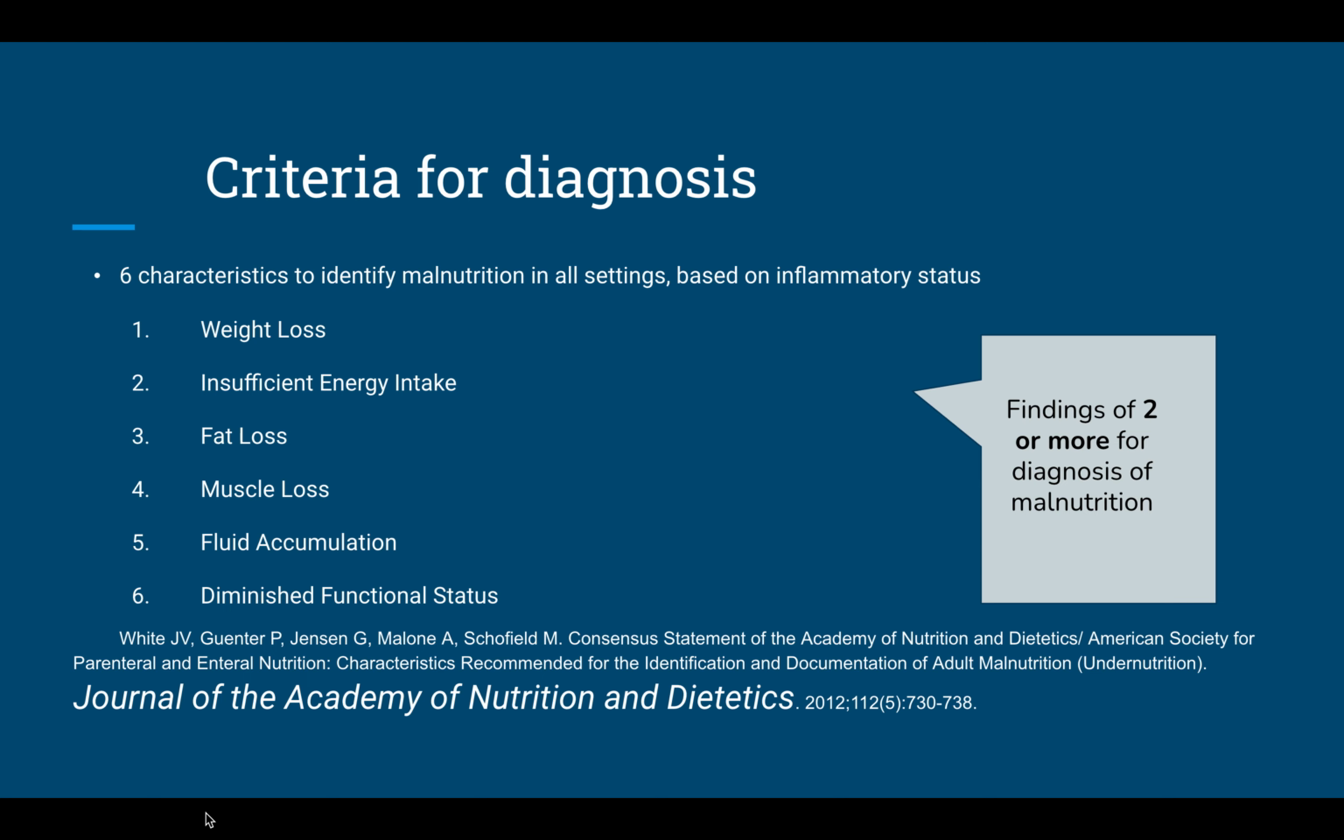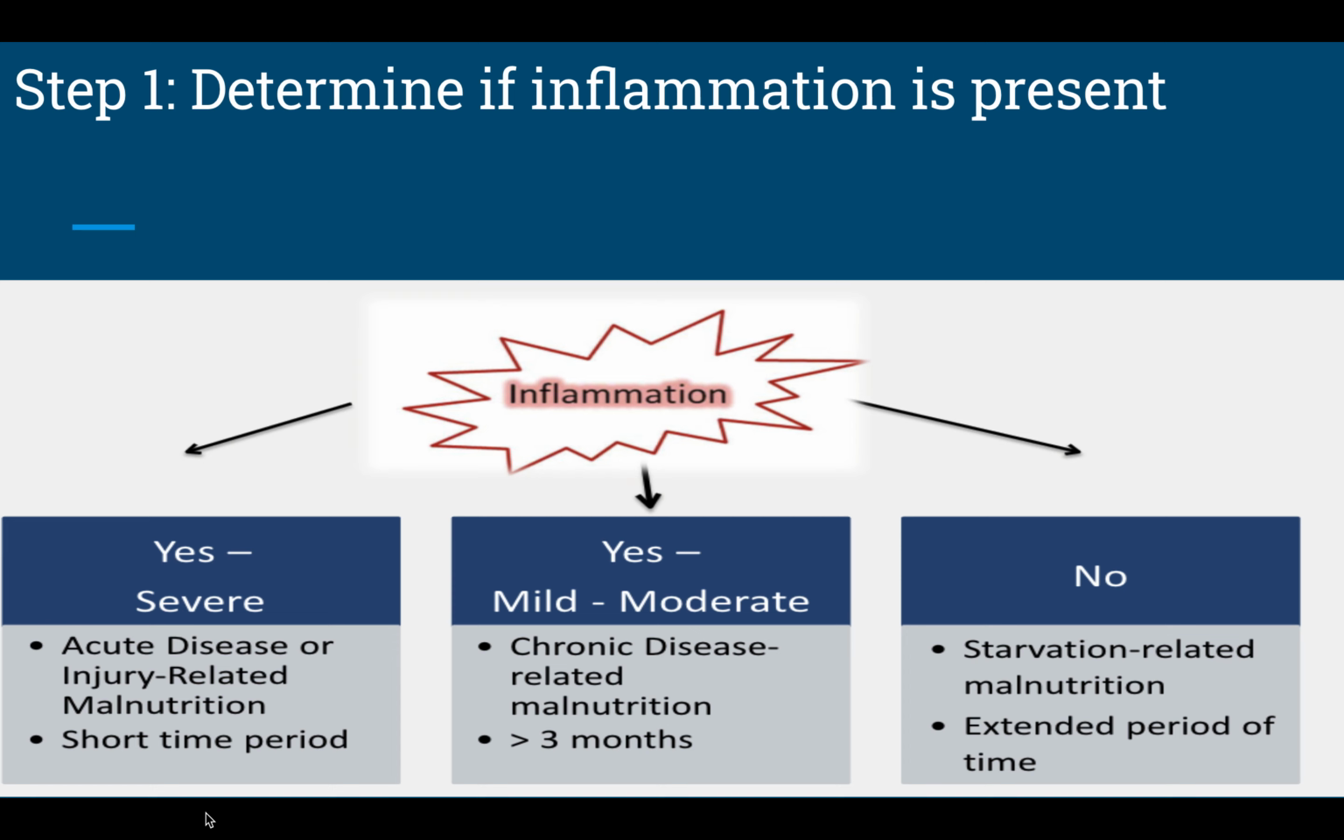We are not going to use BMI either, although there's some evidence now that BMI should be used, but that's not the formal position of the Academy. So according to the Academy and ASPEN, in their main paper about it, there are 6 characteristics. 1 is weight loss, 2 is insufficient energy intake, 3 is fat loss, 4 is muscle loss, 5 is fluid accumulation, and 6 is diminished functional status. But before we get there, the first step is to determine if inflammation is present.